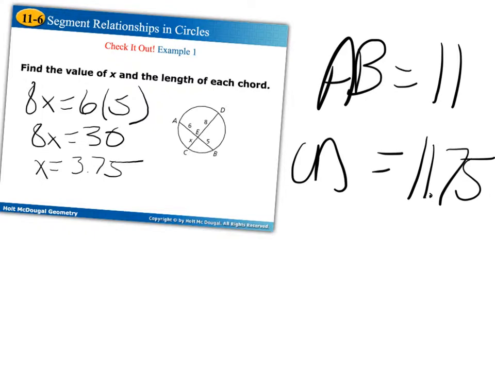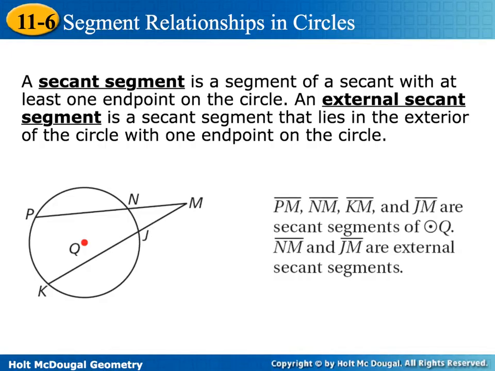All right, so real quick explanation on this. I see that my two lines cut each other, so I take the small part of this one, multiply it to the small part of this one, set it equal to the small part of this one times the small part of this one. I got 8x equals 30, divide by 8, 3.75 was my x, and then I just plug it back into here to figure out what the lengths of my chords are. All right.